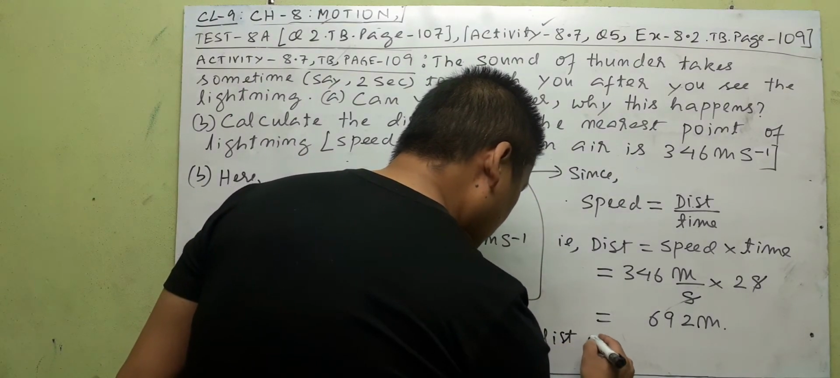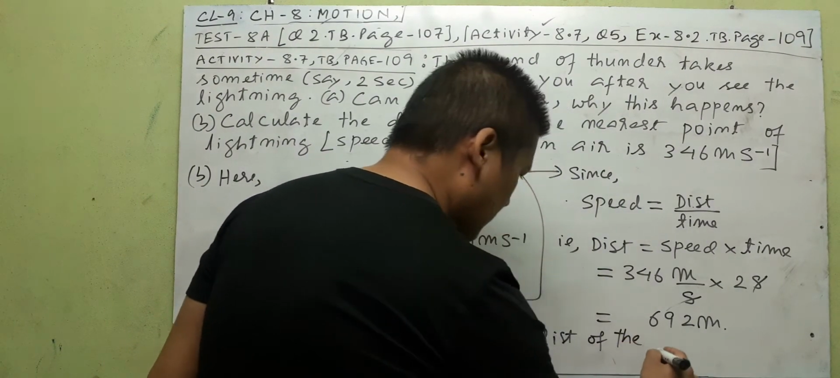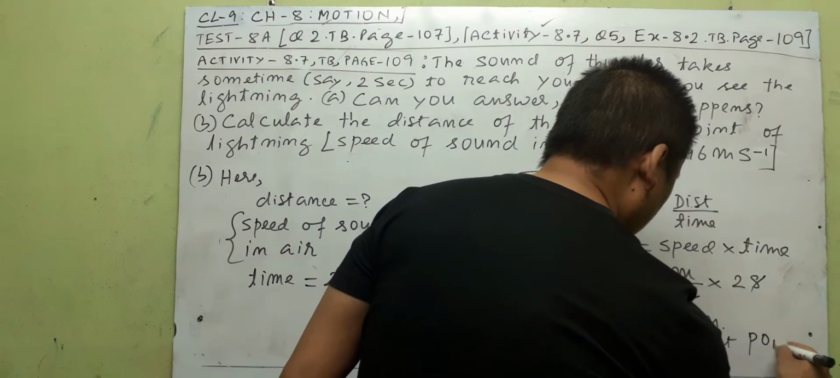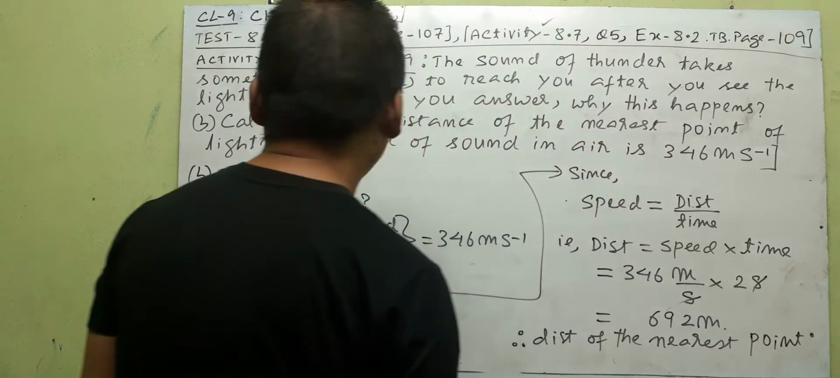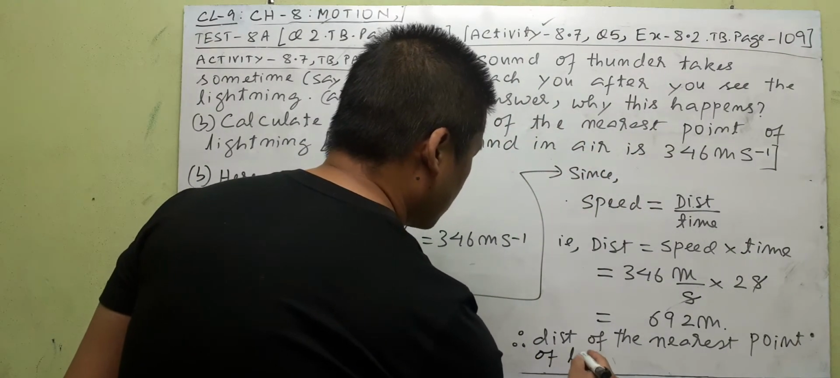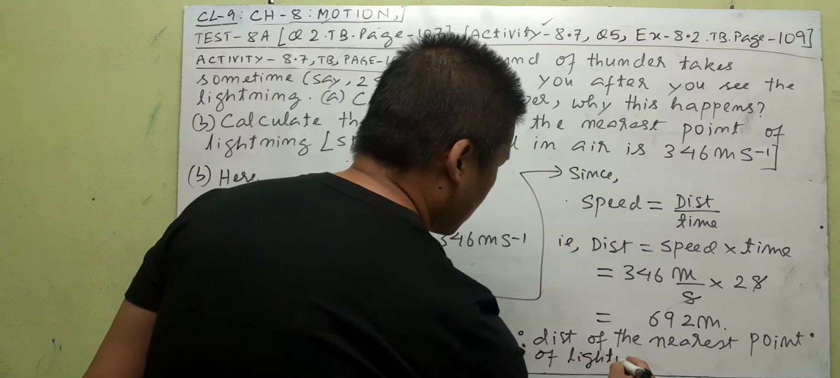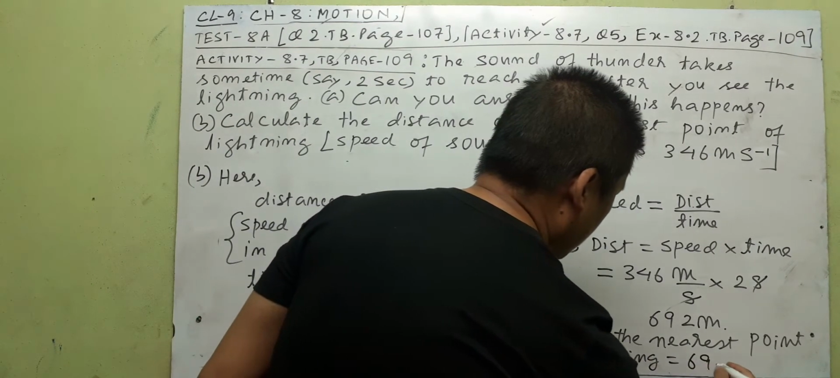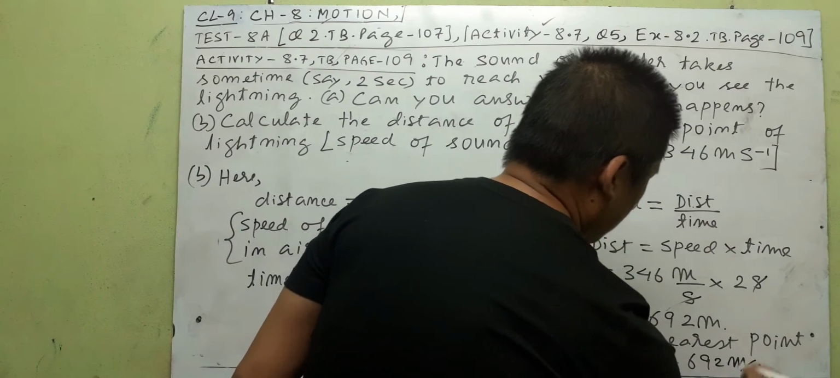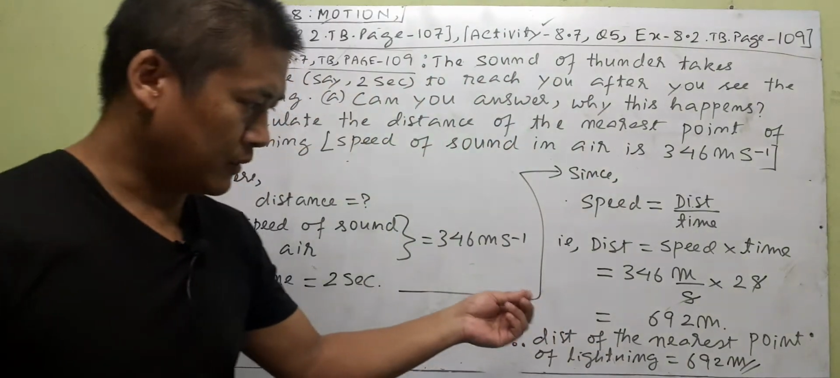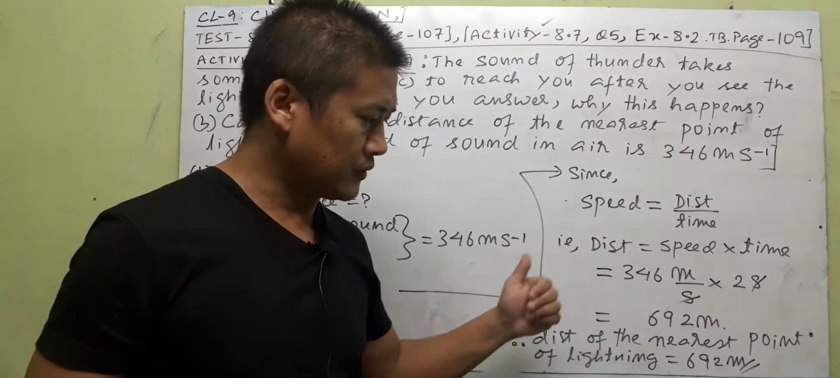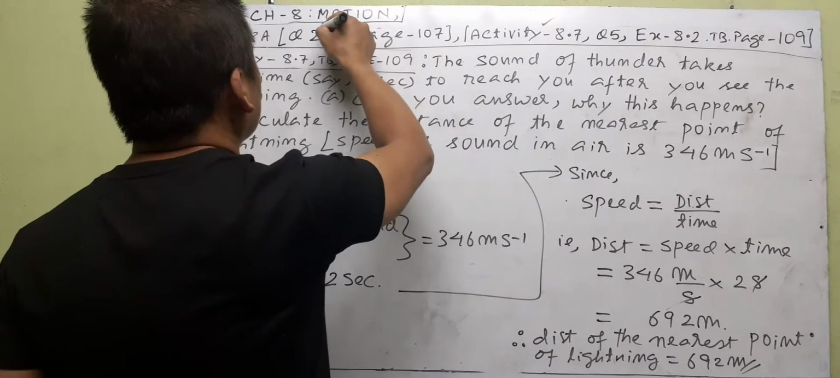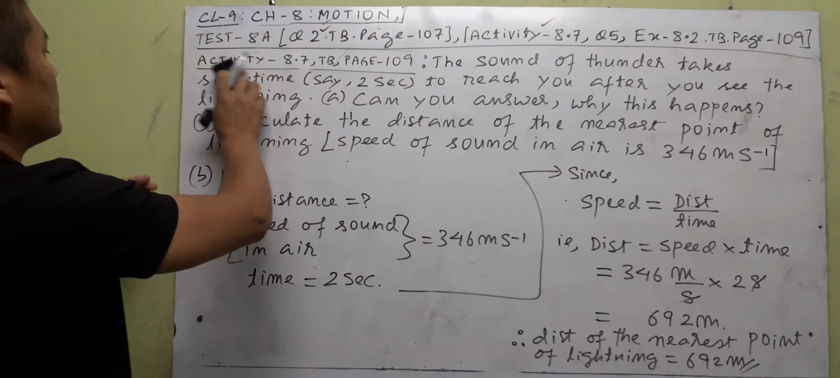Therefore our answer, distance of the nearest point of lightning, that means the distance between you and the lightning, is equal to 692 meters. Okay, so which is a little bit more than half a kilometer. Half a kilometer is 500 meters. Okay, so we have done that. Now let us go to question 2 on page 107 of your textbook.